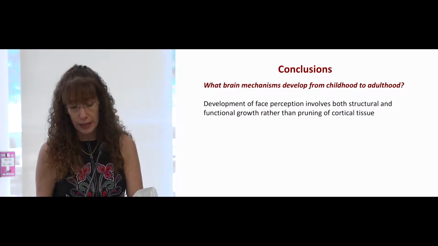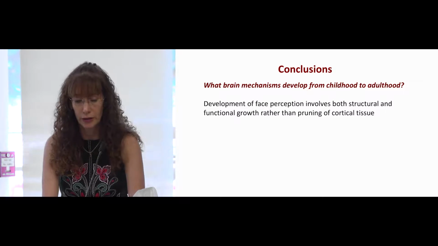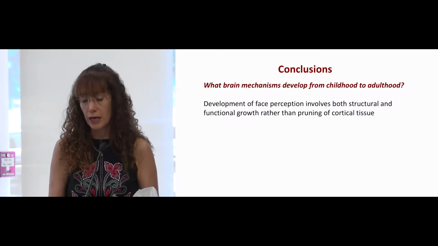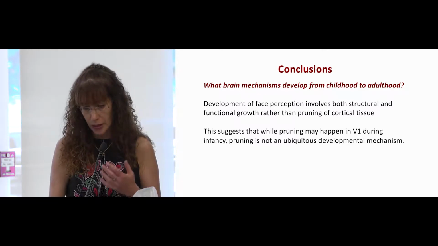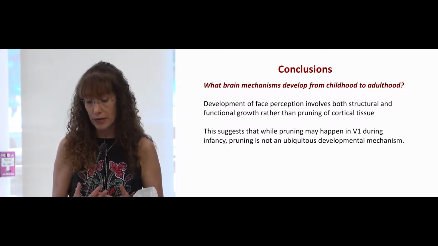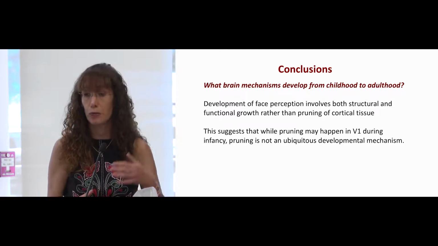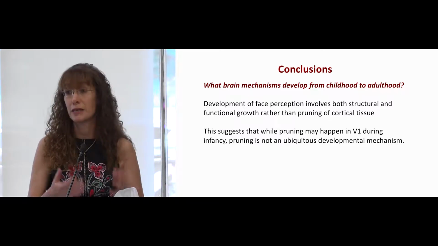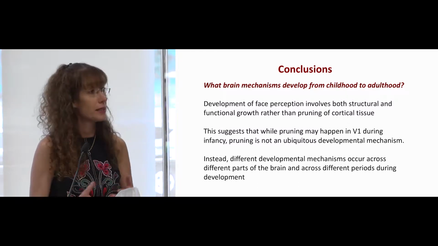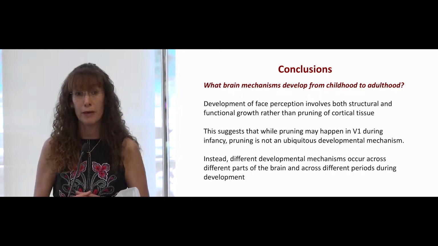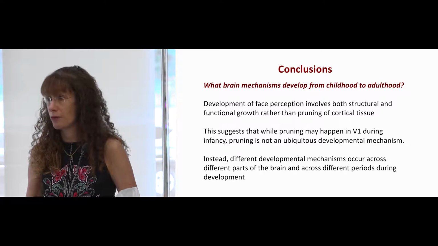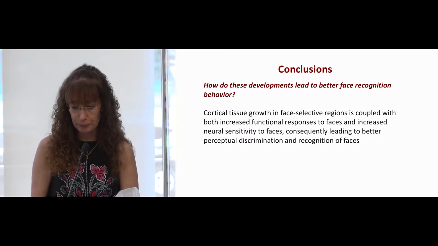So to conclude, what brain mechanisms develop from childhood to adulthood? I've shown you data that shows that development of face perception involves both structural and functional growth rather than pruning of cortical tissue. Now, I'm not saying that pruning doesn't happen, but what I'm trying to say is that pruning is not a ubiquitous mechanism. While pruning might happen early in infancy in V1, it doesn't mean it happens all over the brain and across different times during development. So our research suggests that there are additional developmental mechanisms that happen in later periods during development and might also differ across different parts of the brain.